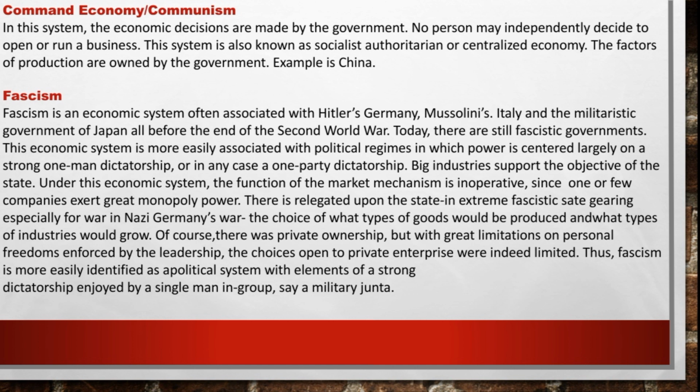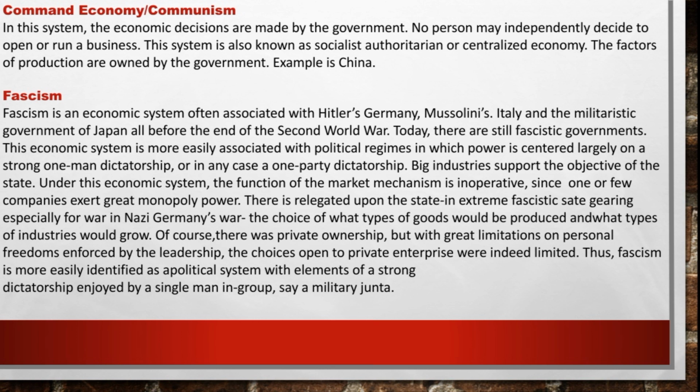Command economy, communism. In this system, the economic decisions are made by the government. No person may independently decide to open or run a business. This system is also known as socialism, authoritarian, or centralized economy. The factors of production are owned by the government. An example is China.